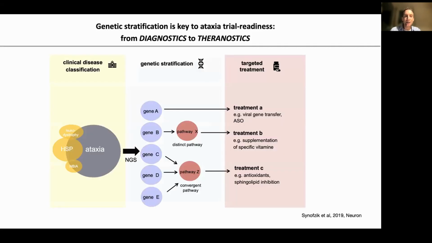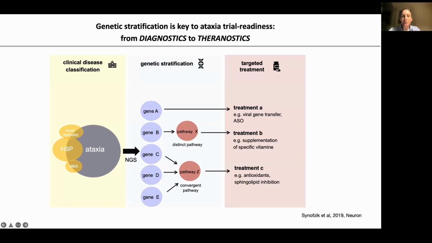So just to start, genetic stratification. Why is genetics so important? We have all learned about genetics as a diagnostic tool. But what is really exciting in the decades to come, now in the 2020s, is that we are moving from genetic diagnostics to genetic theranostics, meaning we're not just doing genetics anymore to diagnose a disease, but by giving a patient a diagnosis, we are making this patient ready for trial. And it's a completely new switch. It's like really turning around what we have done in the last years.